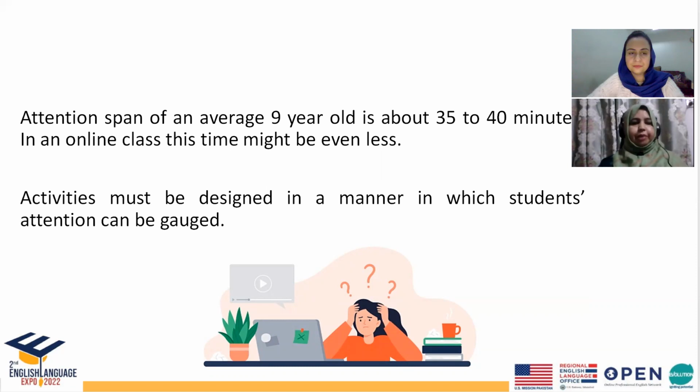Okay, fine. Now, you all know that in physical classes, the attention span of an average 9-year-old is about 35 to 40 minutes. But compared to physical classes, in online classes, this time might be even less. Activities must be designed in a manner in which students' attention can be gauged. It is the duty of teachers to design activities to increase attention span in online classes.